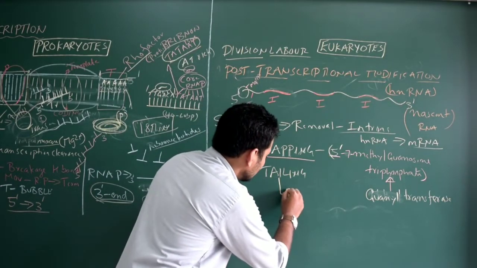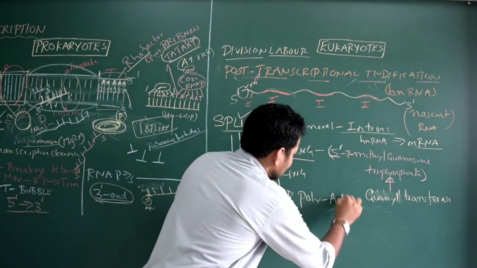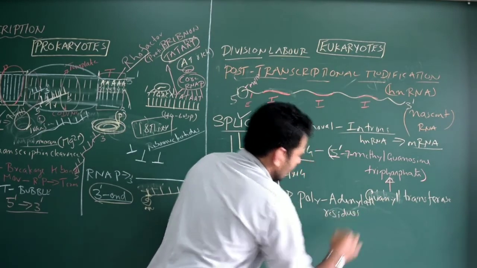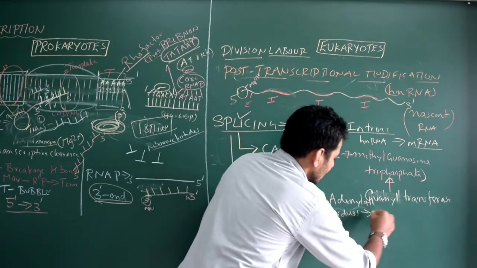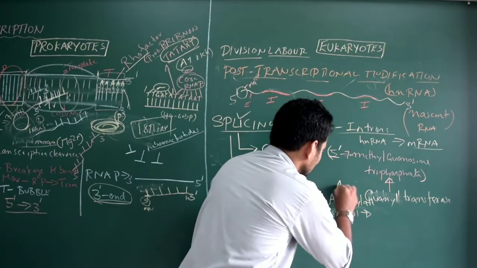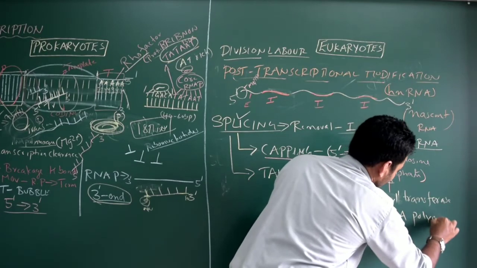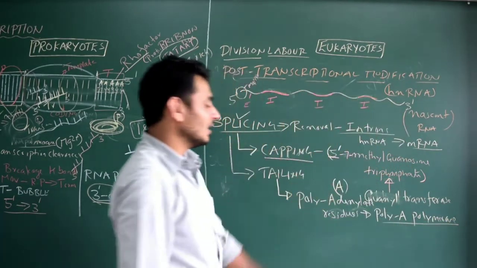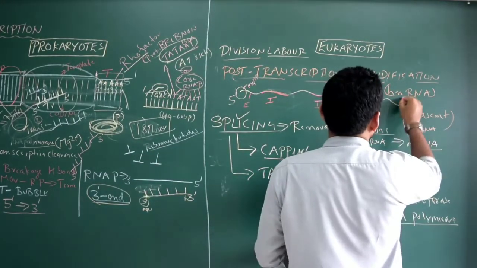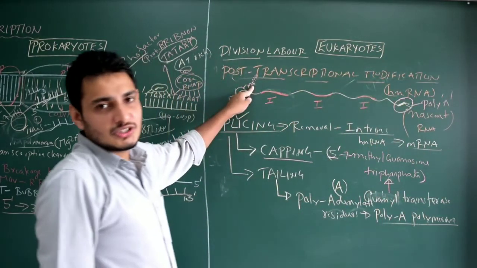Tailing is nothing but the process of adding poly, meaning many, adenylate residues, that is adenine containing residues. Who adds it? The enzyme required for this addition of poly A residues is called poly A polymerase. Poly A polymerase will add polyadenylate residues at the 3 prime end of the hnRNA. So here I am adding poly A, here I am adding methyl guanosine triphosphate.